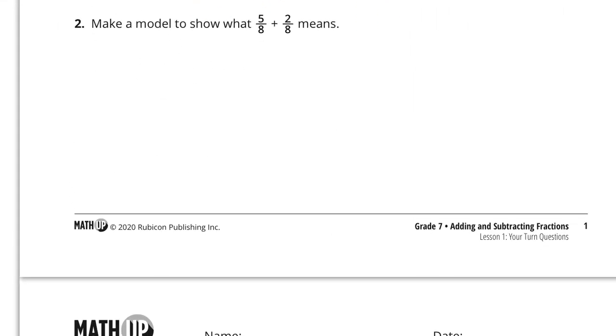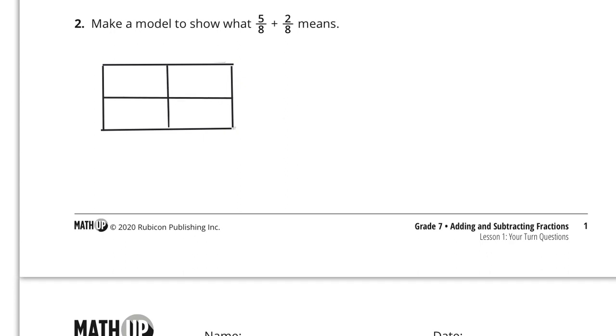Next, it says make a model to show what 5/8 plus 2/8 means. I'm going to go ahead and make a shape that has 8 blocks within it. So there's 4, and there's 8. Okay, it's a little wonky, but it'll do the trick. I expect you to use your best judgment of what looks neat for you.